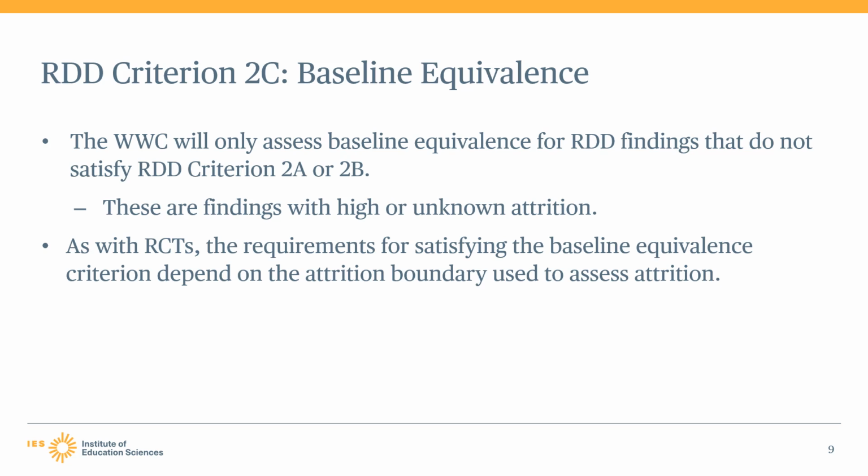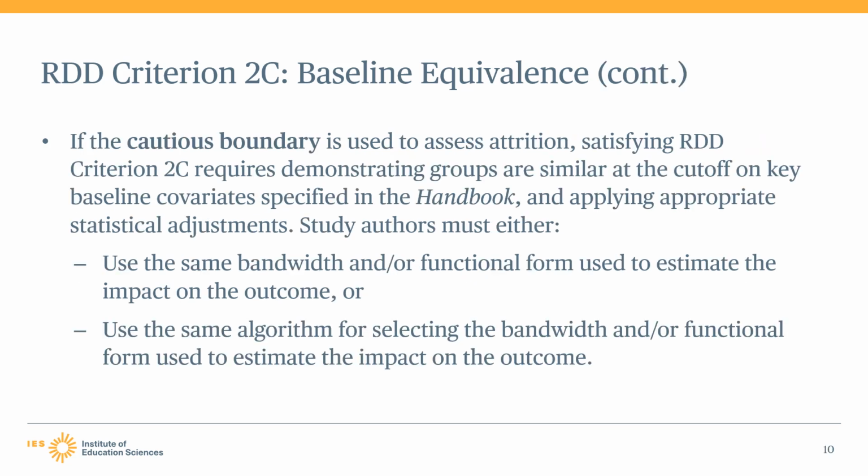As with randomized controlled trials, the WWC requirements for satisfying the baseline equivalence criterion, or RDD Criterion 2C, depend on which attrition boundary is used to assess attrition. If the cautious attrition boundary is used to assess attrition, satisfying RDD Criterion 2C requires demonstrating that groups are similar at the cutoff on key baseline covariates specified in the handbook, and applying the appropriate statistical adjustments.